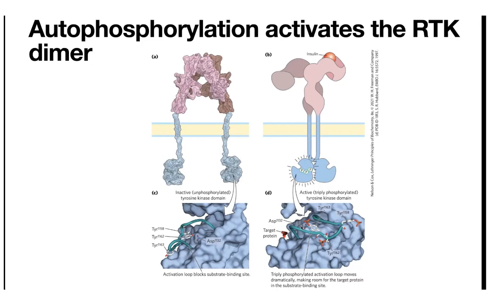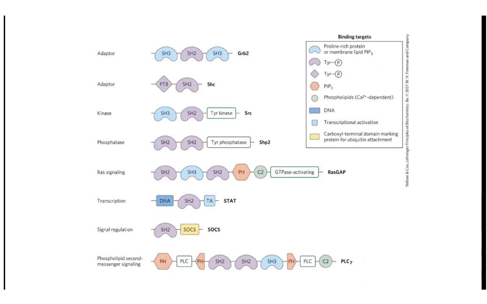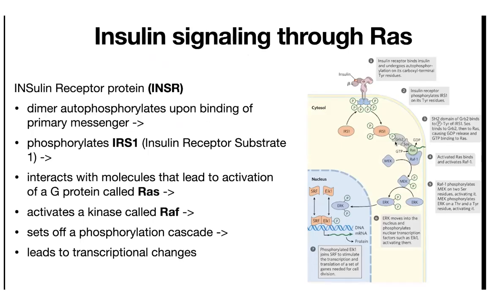They phosphorylate this key part called the activation loop. This activation loop was blocking the substrate binding site. So the active site, where the substrate needs to bind to get phosphorylated, has this activation loop blocking it. If you phosphorylate the activation loop, well, now you move that loop out of the way and allow substrate to bind. These monomers can phosphorylate one another's activation loops to move those loops out of the way and open the substrate binding site so that they can phosphorylate things. It can then phosphorylate this protein called IRS1.